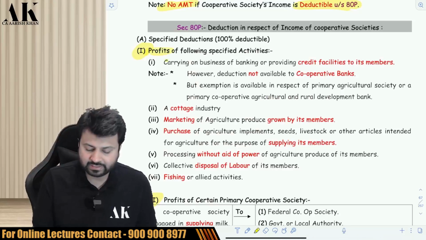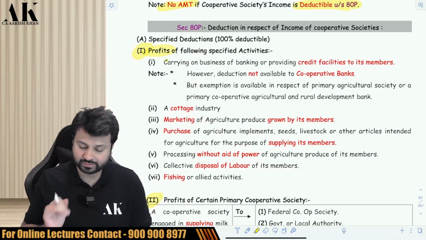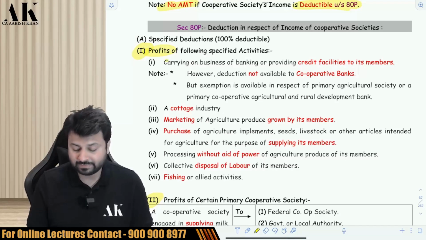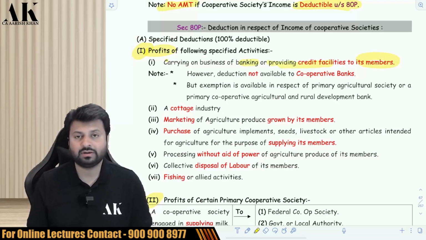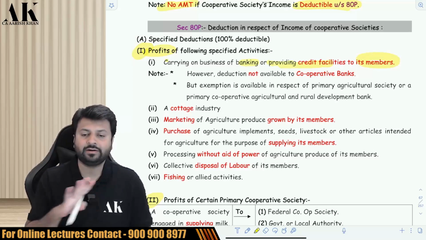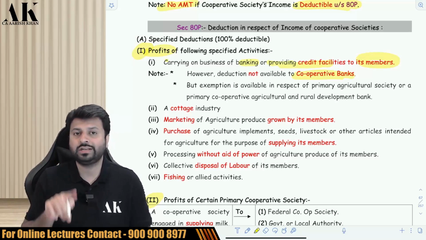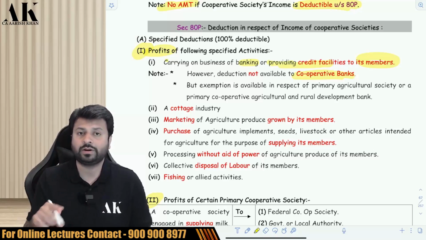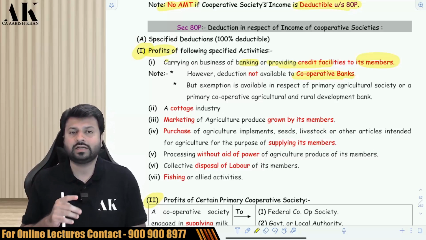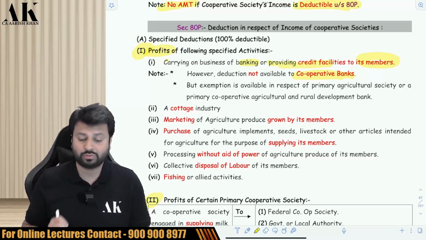The first activity is about certain PGBP activities. First thing, if a cooperative society is engaged in banking or providing credit facility to members, not to outsiders, then their 100% profits are deductible. But this benefit is not available to a cooperative bank. This is only available to a cooperative society, not to a cooperative bank. That too, if a cooperative society gives the benefits to its members, not to the outsiders.